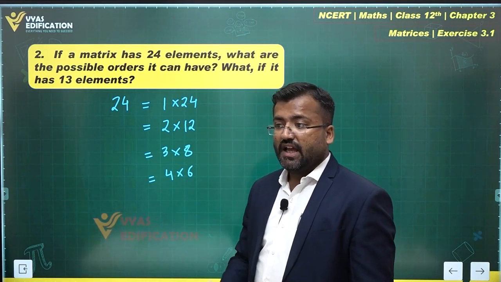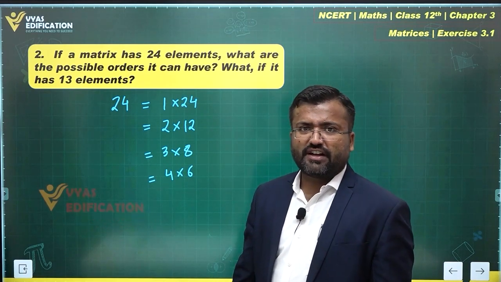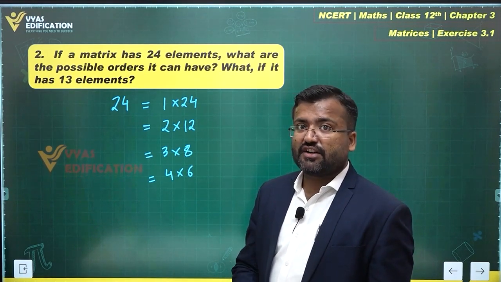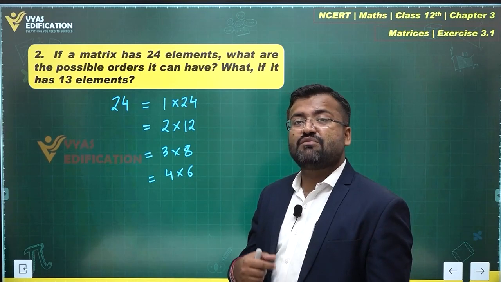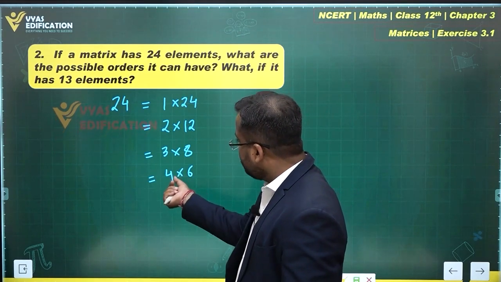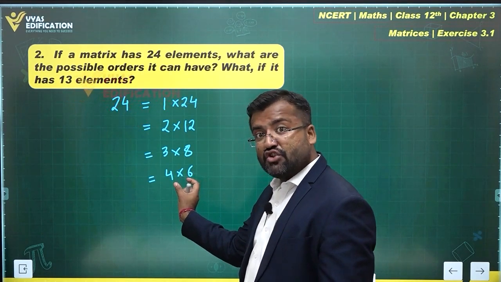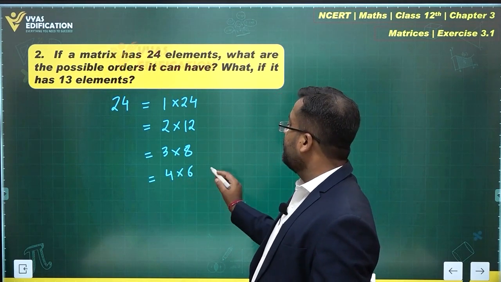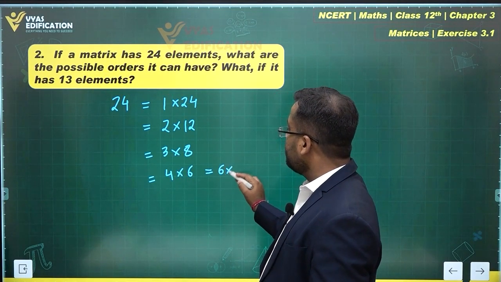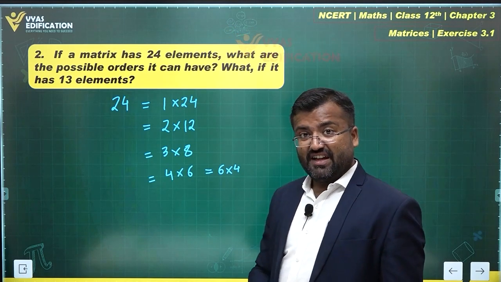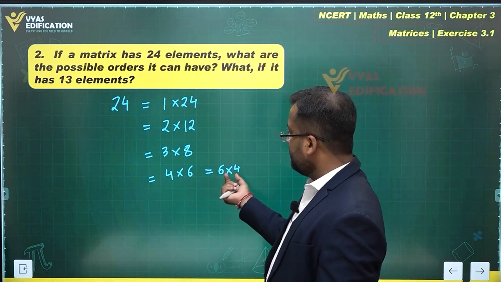What else? After that, 5? No, 5 is not a factor of 24. 6 is a factor of 24. And what happens with 6? 6 times 4 is what you get. 4 times 6 was already present. 6 times 4 is nothing but the reverse of this. We could also have 6 by 4, right? This is one possible order, and this is another possible order.